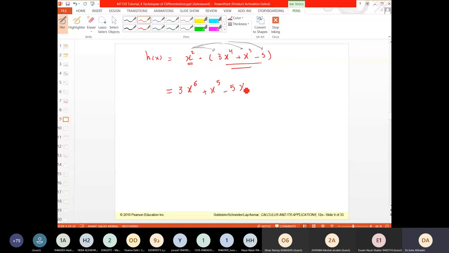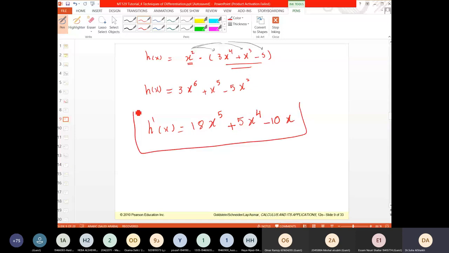Now I can find the derivative. h'(x) is equal to 3 times 6, 18x^5, plus 5 goes down, 5x^4, and 2 goes down, this will be minus 10x. That is my derivative, simply. So it is possible to do it with the multiplication as well.